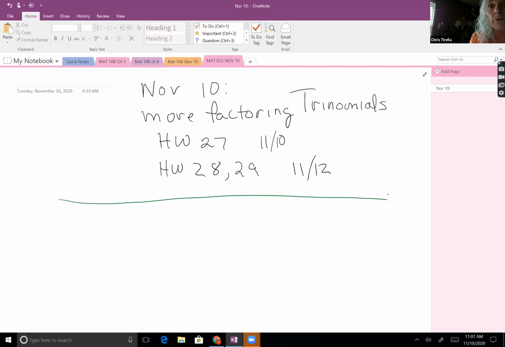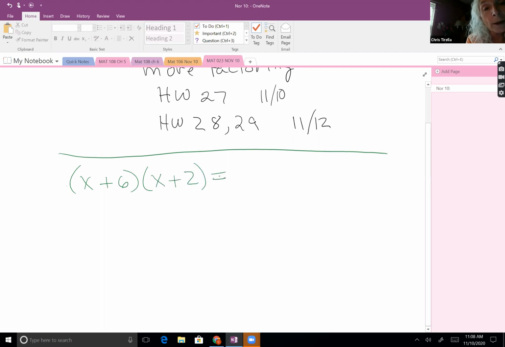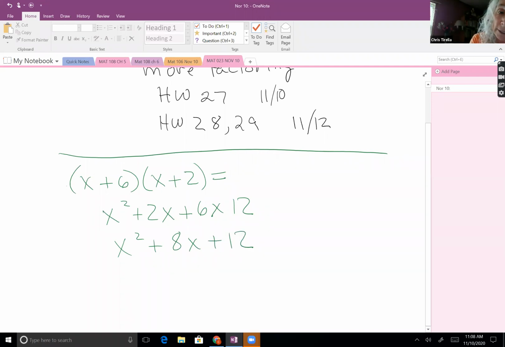Then what we're going to look at today is going to ratchet up that idea of factoring trinomials a little bit more. If I take something like x plus 6 and I multiply it by something like x plus 2, when I multiply that out, I get x squared plus 2x plus 6x plus 12, or x squared plus 8x plus 12. And that was the multiplication side of things.